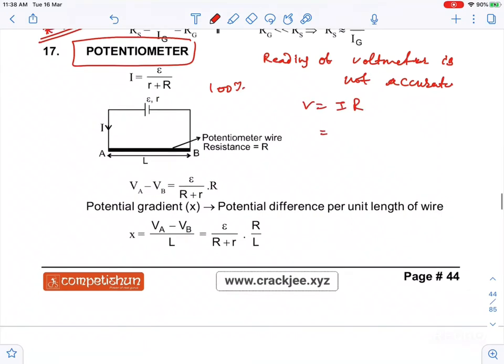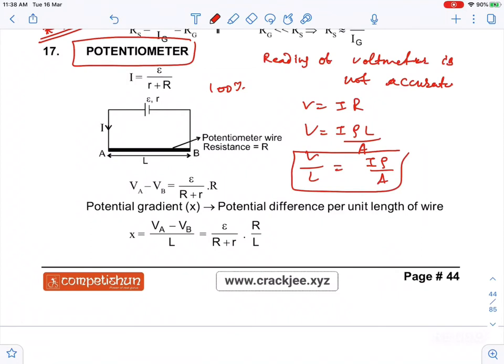So how does the potentiometer work, guys? I know that V is equal to IR, and R can be written as rho L by A. So can I say that V by L is nothing but I rho by A. So you see carefully here, the current that is flowing through, this V by L is known as K, the potential gradient. This potential gradient is nothing but I rho by A.